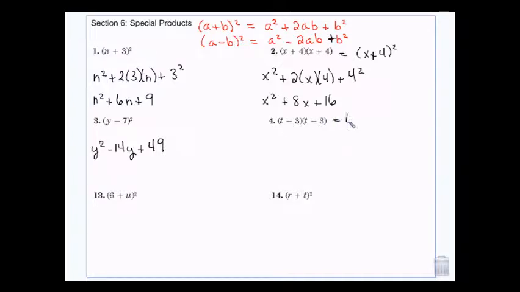This is the same as t minus 3 squared. So square the first. 3 times 2 is 6 times t, so minus 6t. And then 3 squared is 9. And if it's backwards, that's okay. I'll square the first. 2 times 6 is 12, times u is 12u. And then I'll square the second.